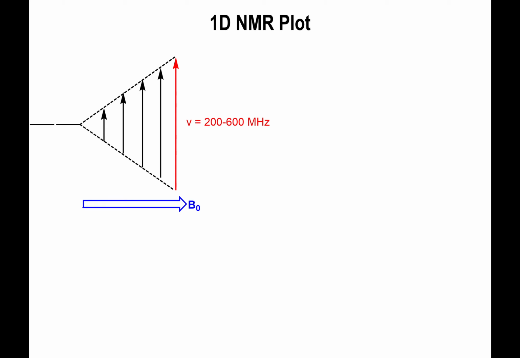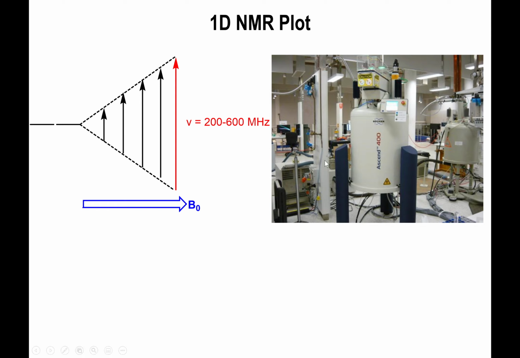But alternatively, you could say, well, we could keep the magnetic field constant, and instead of changing the magnetic field, we could change the frequency that we are providing to the sample. And this is now how instruments do NMR in general. We keep the magnetic field constant and we vary the frequency that we are supplying to the instrument. And this is your typical NMR instrument that you would see in most research laboratories. So what ends up happening is that instead of looking at the picture from the point of view of the magnetic field, we're now looking at it from the point of view of frequency.